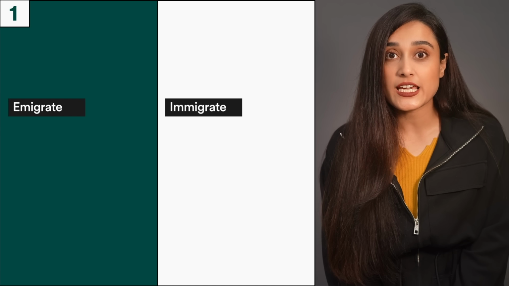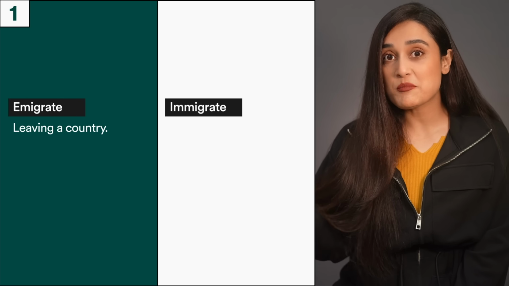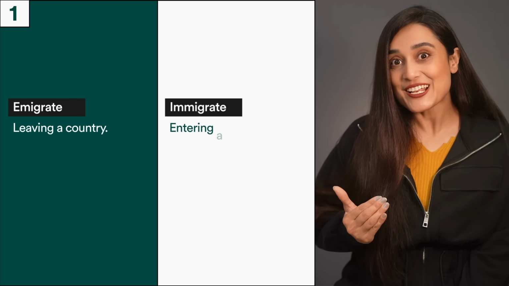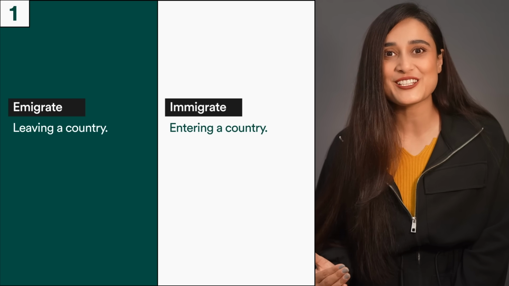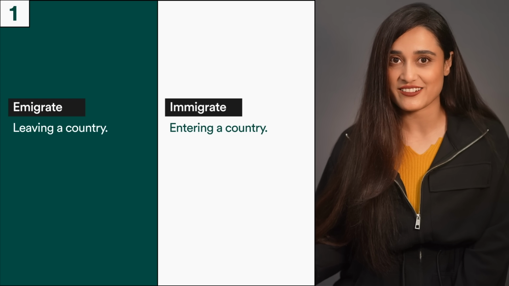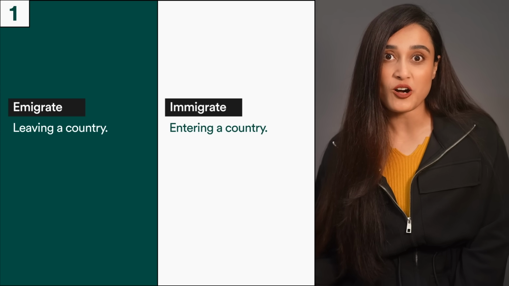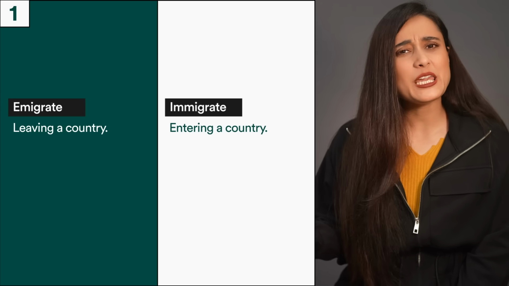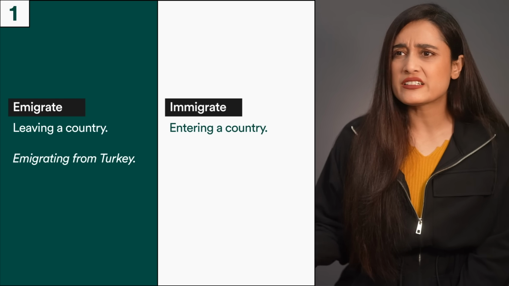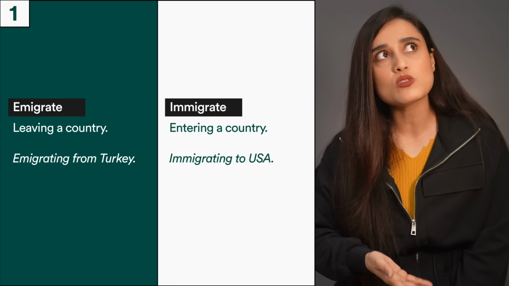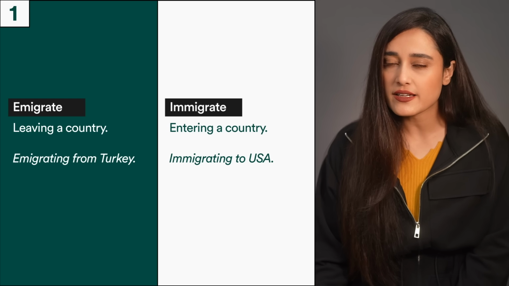Emigrate with E is leaving a country. Immigrate with I is entering a country. Very different, actually quite the opposite of each other, right? You emigrate from, you immigrate to. Emigrating from, say, Turkey, immigrating to, say, US. You get the idea? Okay.